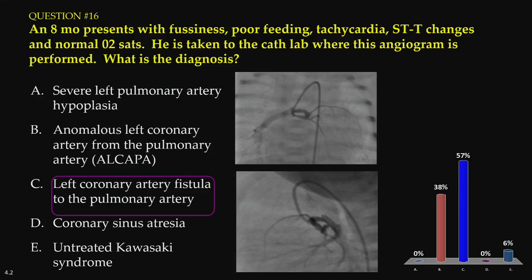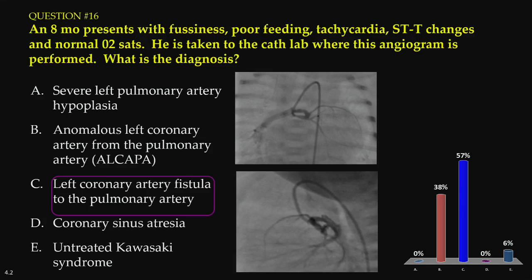And so if you have the catheter in the aortic root taking a picture and you see the left coronary artery, it's not ALCAPA. What it is, is a left coronary artery fistula to the pulmonary artery. So in other words, you took a picture in the left coronary sinus and you saw the left coronary artery, and then you saw the pulmonary artery. So that's a left coronary artery fistula to the pulmonary artery.